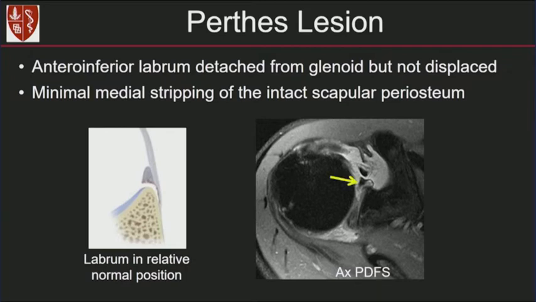On our axial PD fat suppressed image, you can see the anteroinferior labrum is detached from the glenoid. The periosteum is intact, but there's mild stripping of that periosteum. This would be a Perthes. Okay. Notice the MGHL anteriorly. So remember, when you look at the anterior labral pathology, always identify your MGHL.